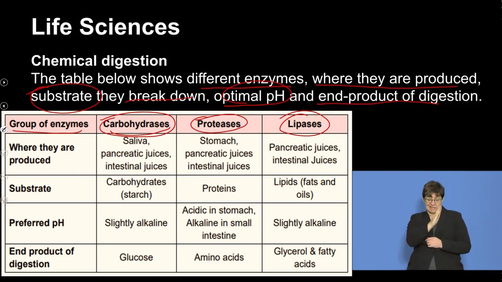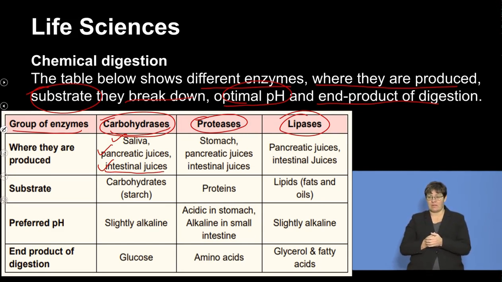Okay, so when we talk of your carbohydrates, the enzymes are produced firstly in the mouth. So we have saliva that contains carbohydrate-digesting enzymes. Salivary amylase is a group of carbohydrate breaking down enzymes. We also have them produced by the pancreas, as well as in the intestine. So the pancreas releases pancreatic juices into the duodenum, and we also know that the intestine releases enzymes that help in the digestion of your carbohydrates.